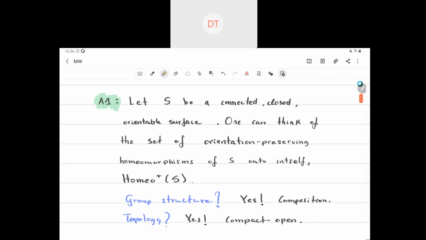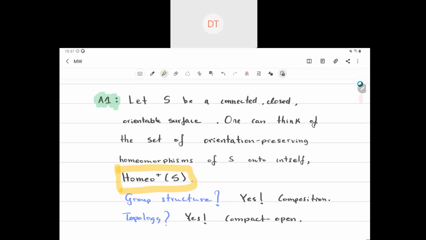So what is the mapping class group? Let's assume that we have S, a connected closed orientable surface. One can think of the orientation-preserving homeomorphisms of S onto itself. That's a bunch of maps, and we're going to denote that by Homeo^+. The plus stands for the fact that it's orientation preserving. If we drop the plus, then we're dropping the orientation-preserving condition.